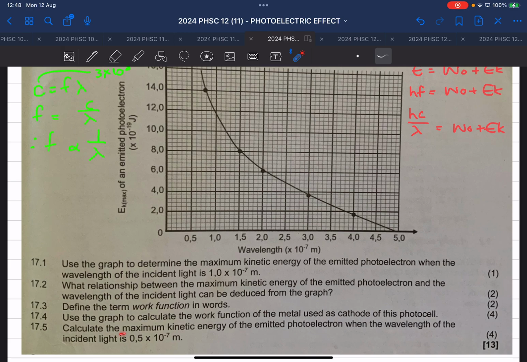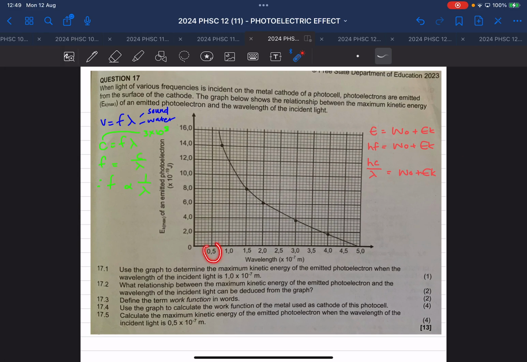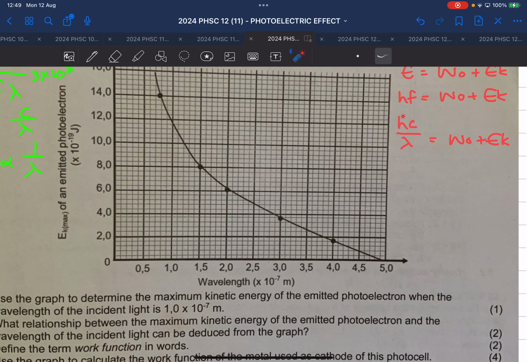And then they ask, calculate the maximum kinetic energy of an emitted photoelectron when the wavelength is that. So let's check. The wavelength is not on our graph. So what are we going to do? We're going to put in constant, constant. We're going to put in the wavelength that they tell us. We just calculated the work function in the previous question. And then we can calculate the kinetic energy. So the same formula for the next question, exactly the same formula.